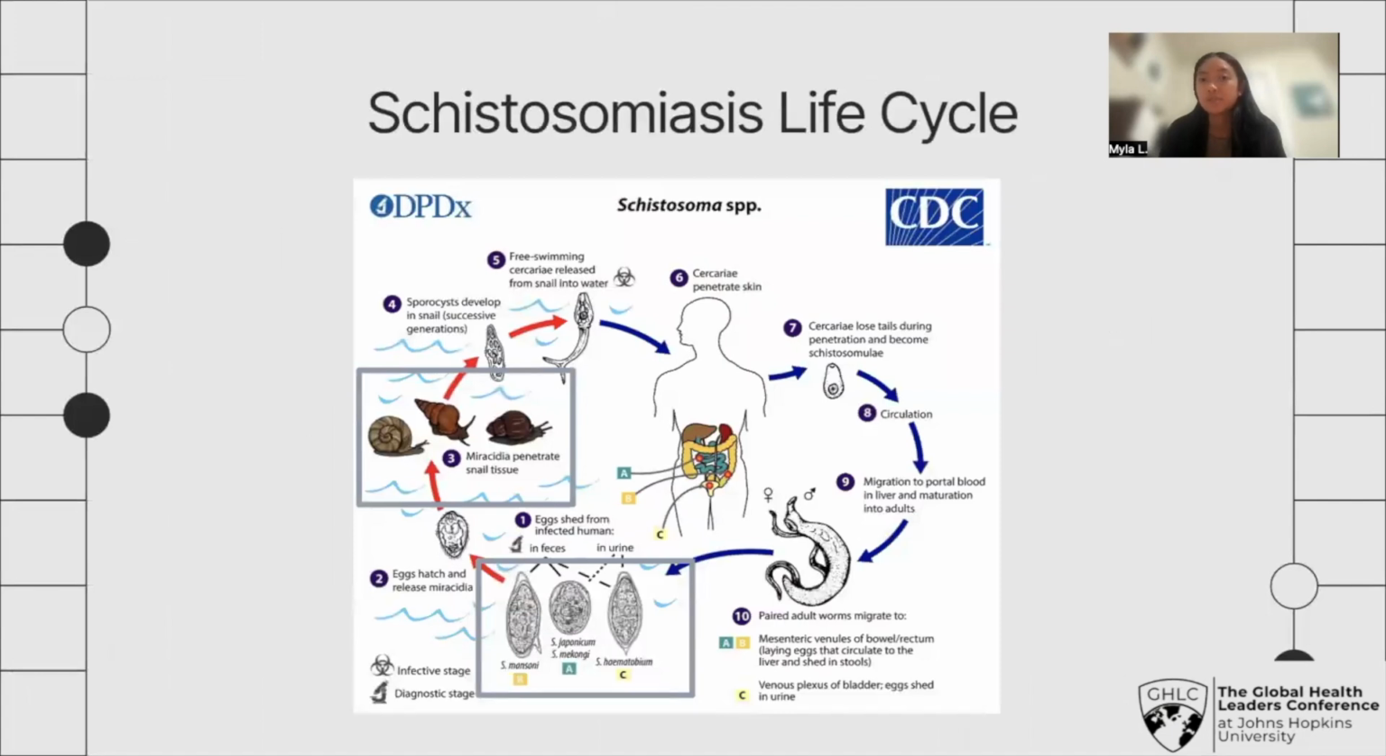In terms of the schistosomiasis life cycle, the life cycle starts when eggs are shed from infected humans. After that, eggs hatch and release miracidia. Miracidia then penetrate snail tissue, and snails are the intermediate hosts of schisto. After that, sporocysts develop in the snails, and free-swimming cercariae are released from the snail into the water. Cercariae penetrate human skin, and during this penetration, they lose their tails and become schistosomulae. They then circulate through the circulatory system and migrate to portal blood in the liver and mature into adults, which is the parasitic flatworm. And the cycle then repeats.